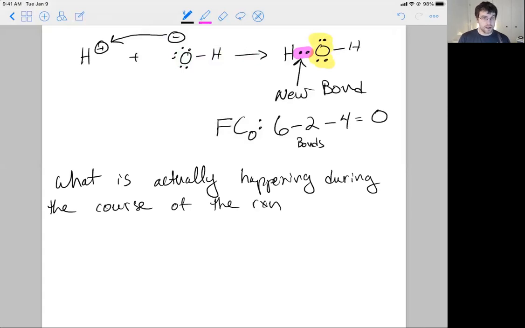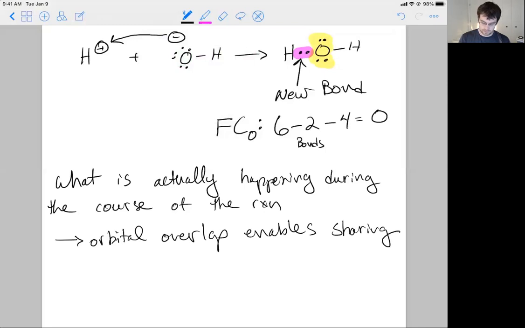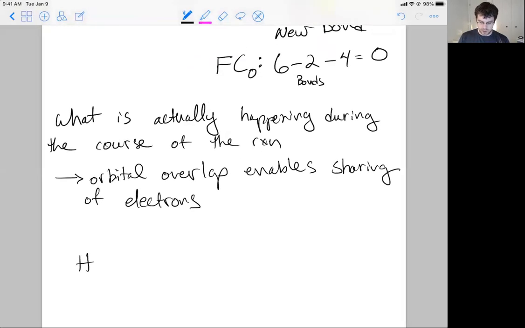Well, anytime we form a covalent bond, the same type of thing happens. That is, orbital overlap enables the sharing of electrons. That is to say, we've got a hydrogen. Charges aside, charges are important because, well, let's go ahead and draw the charges. We have a plus charge here, suggesting that that hydrogen is going to be attracted to the oxygen with its negative charge.